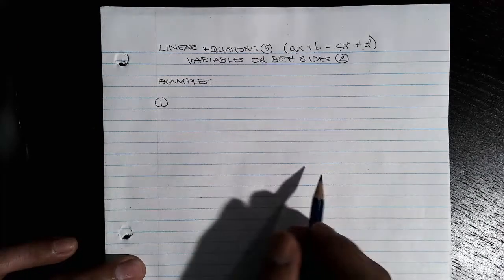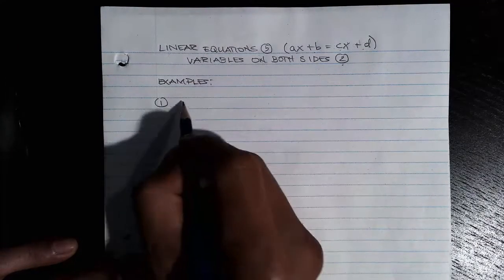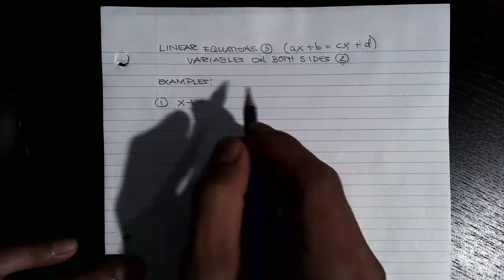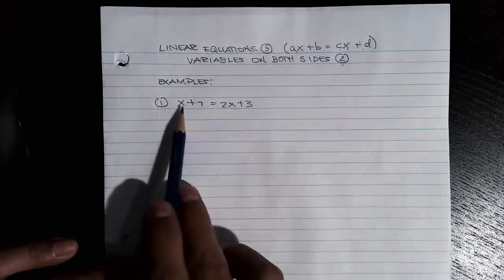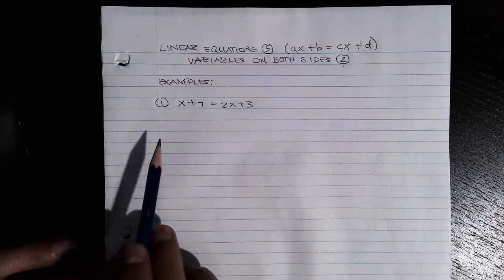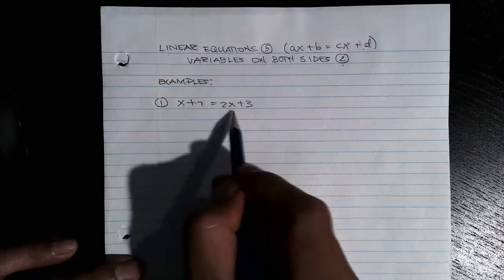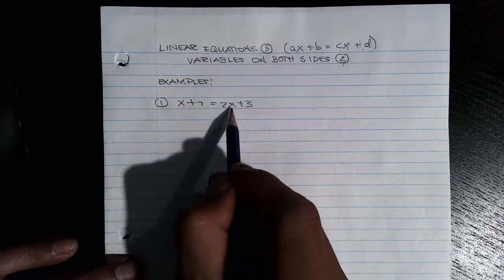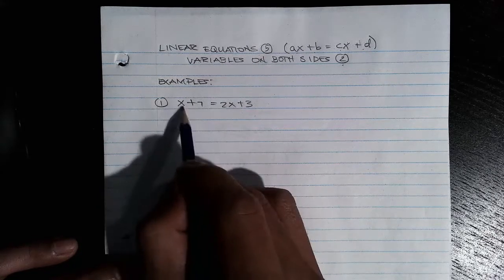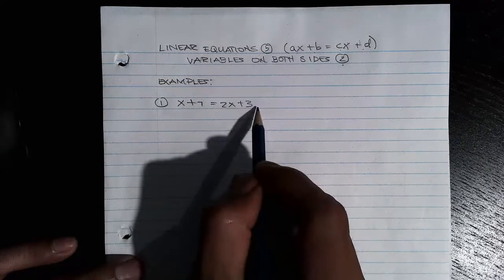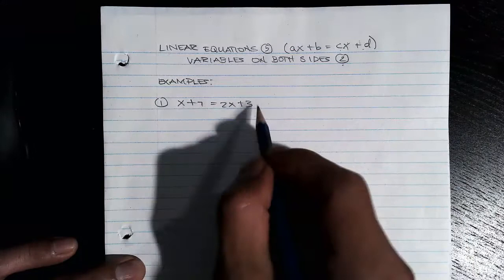So let's try to start this with something simple. How about x plus 7 equals 2x plus 3? Okay, so notice variables on both sides, numbers on both sides. That's not what we want. We want to be able to separate the variables on one side of the equation and numbers on the other. So I like having my variables on the left and having my numbers on the right. So that's how I'm going to separate them.